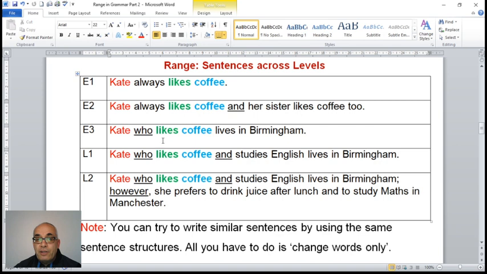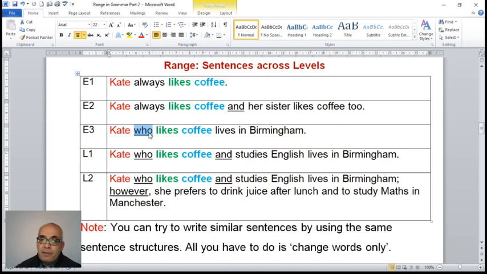Now let's move to entry 3. Kate, who likes coffee, lives in Birmingham. What's this sentence? Simple or compound or complex? It is a complex sentence. Very good. Why is it a complex sentence? Because I use who. Who is a relative pronoun. If you use who, it means you make a complex sentence. Of course, who or whom or which or that, whoever, or whomever, we have 7 relative pronouns. If you use one of them correctly, it means you are making a complex sentence.